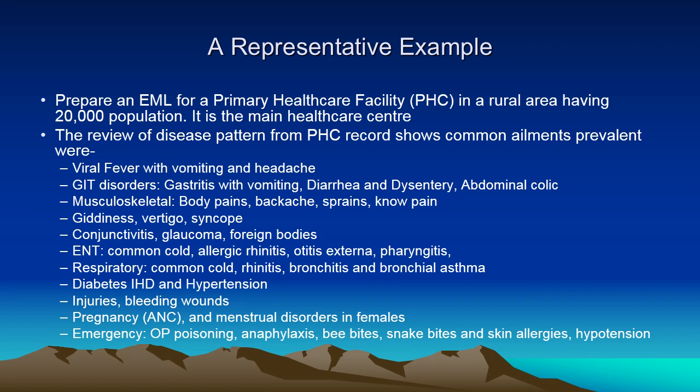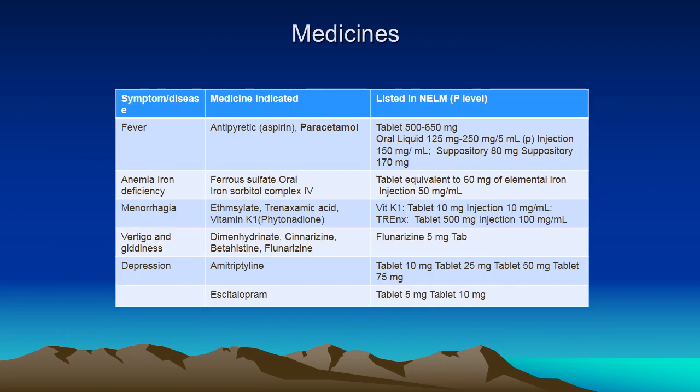emergencies. Patients come with poisoning, with allergies, anaphylaxis, bee bites, snake bites, and sometimes come with hypotension because of heat exhaustion. Now look into these priority diseases. Now we will go ahead for making an essential list. Now, for each symptom or disease, we will identify medicines.